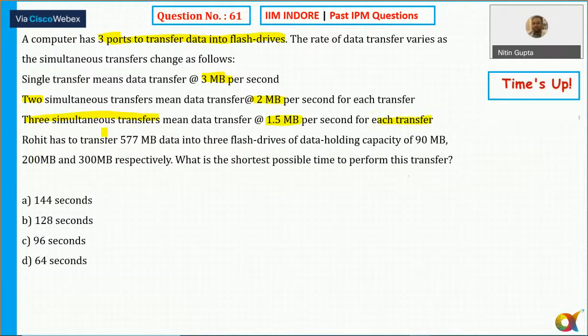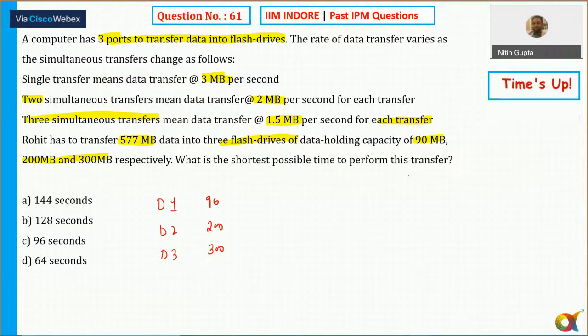Now it says Rohit has to transfer a total of 577 MB data into 3 drives of data holding capacity 90, 200 and 300. So we have got 3 drives. Let me write down D1, drive 2, D2 and drive 3, D3. The capacity of drive 1 is 90 MB, drive 2 is equal to 200 MB and drive 3 is equal to 300 MB. And we need to transfer a total of 577 MB. What is the shortest possible time to transfer?